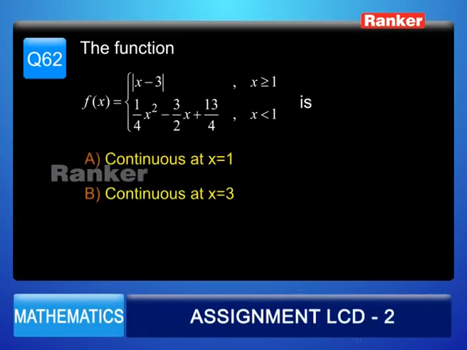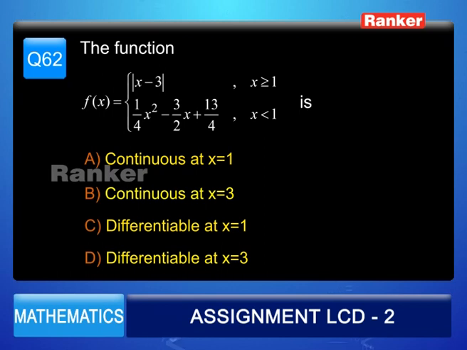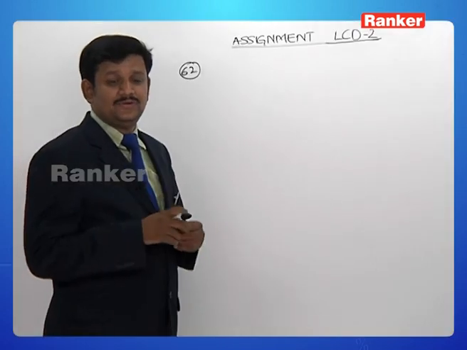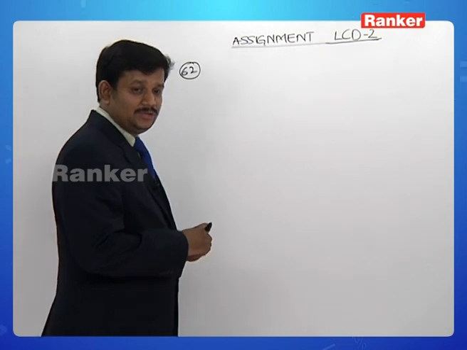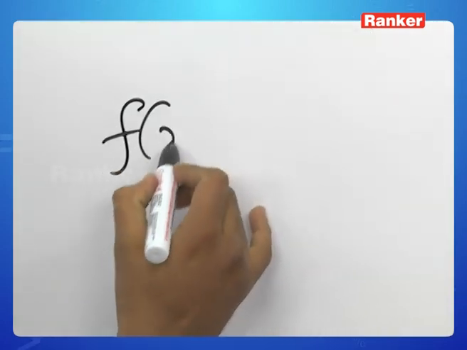Next question. The function f of x is equal to mod x minus 3 whenever x is greater than or equal to 1, x square by 4 minus 3x by 2 plus 13 by 4 whenever x is less than 1. Option A, continuous at x equal to 1, option B, continuous at x equal to 3, C, differentiable at x equal to 1, and D, differentiable at x equal to 3. So for the function f of x, we need to check continuity and differentiability at x equal to 1 and x equal to 3. Let us look at the definition of the function.